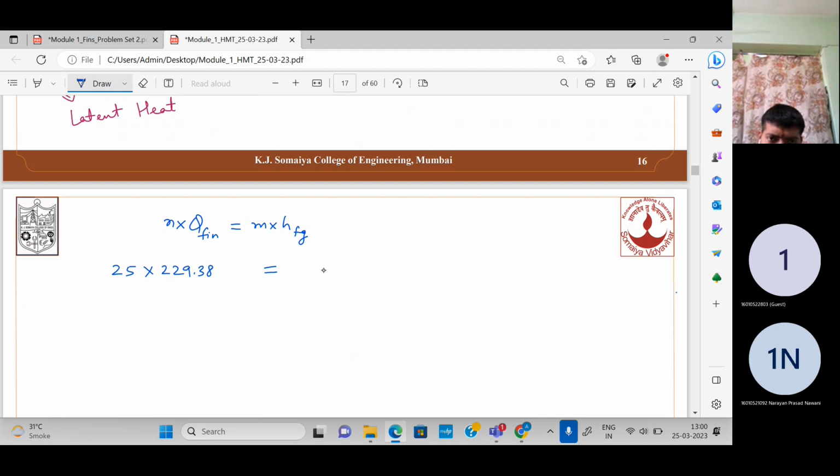It is equal to the mass of the steam condensed that we have to determine, with h_fg the latent heat being 2257. Now this is in kJ per kg, so to convert to joules we multiply by 1000. The value of m that we get will be in kg per second. So 1 hour is equal to 3600 seconds.